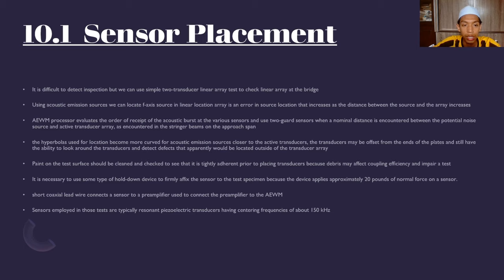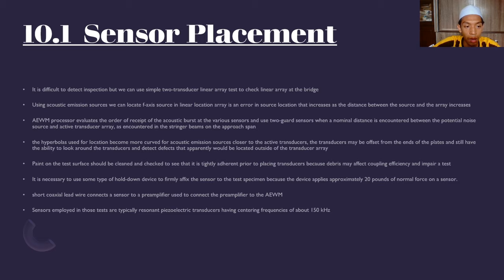As encountered in the stringer beams and the approach span, the hyperbola used for location becomes more curved at acoustic emission sources close to the active transducers. The transducer may be offset from the ends of the plates and still have the ability to look around the transducers and detect defects that would be located outside of the transducer area.